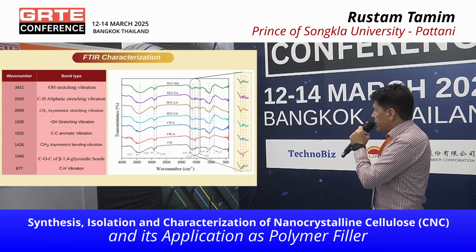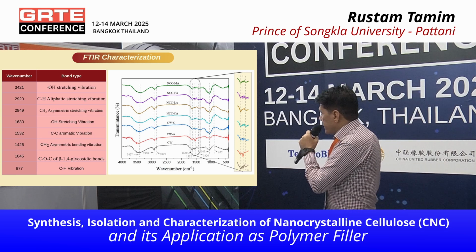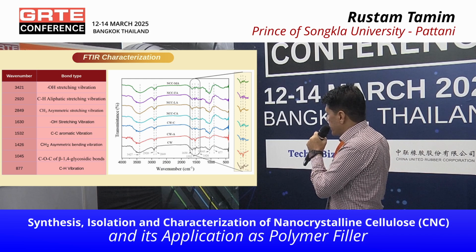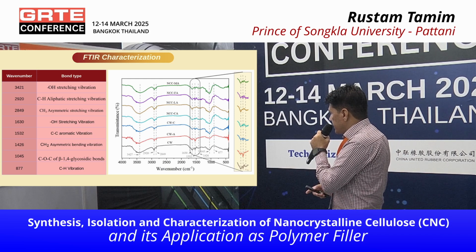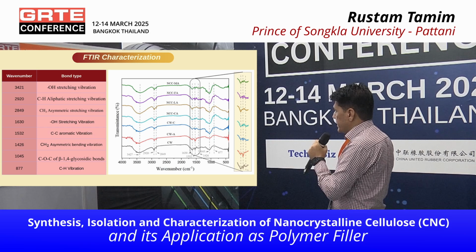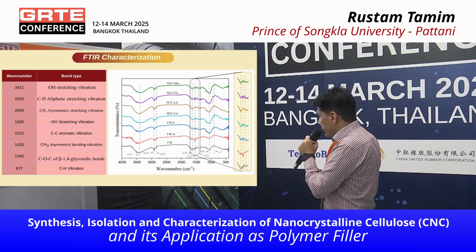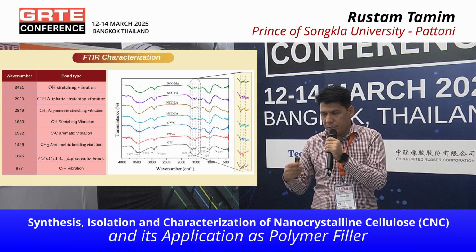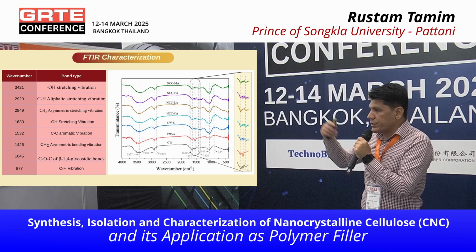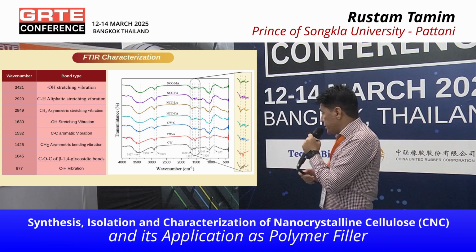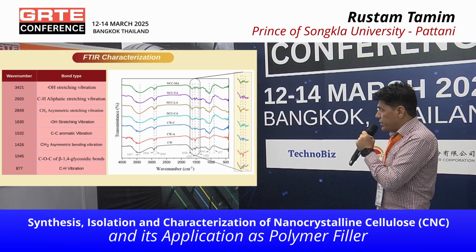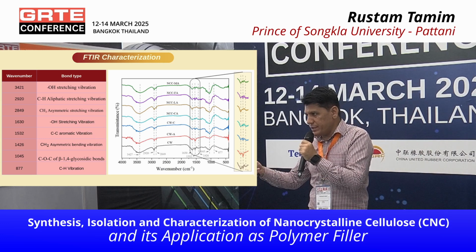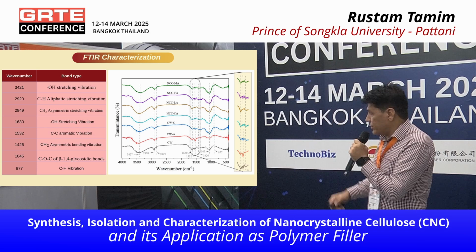FTIR characterization shows different stretching vibrations at different wave numbers. The important one is at wave number 1532, the carbon-carbon aromatic vibration. When you go from the starting material, from the waste, to the nanocrystalline material, that bond vibration decreases. It means it has successfully transformed to the crystalline compound.